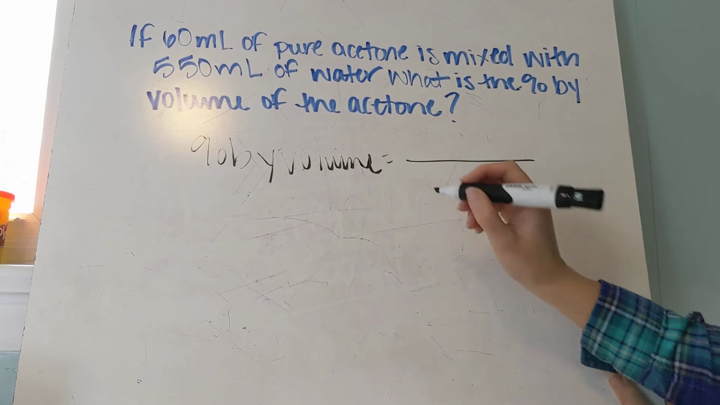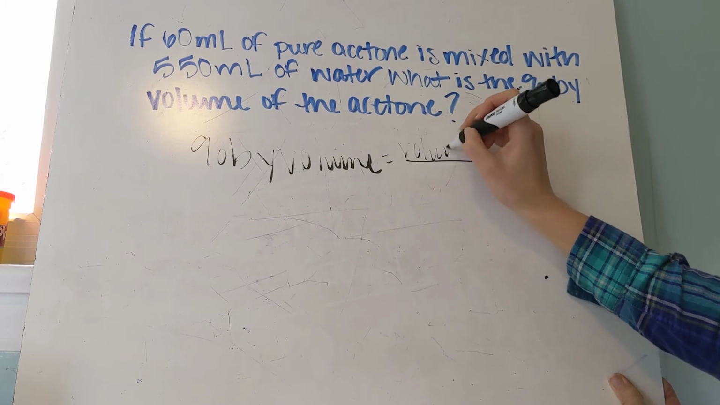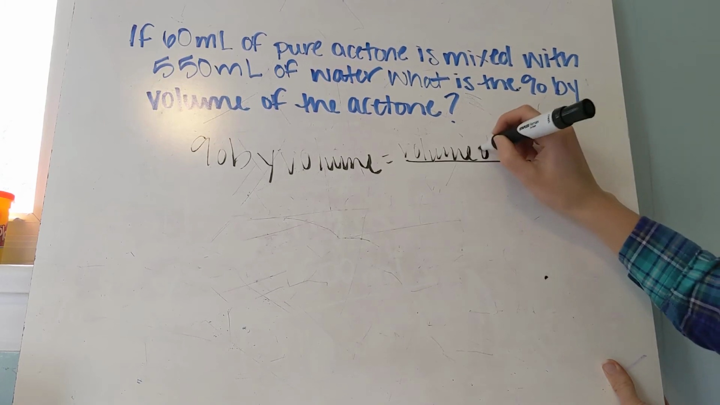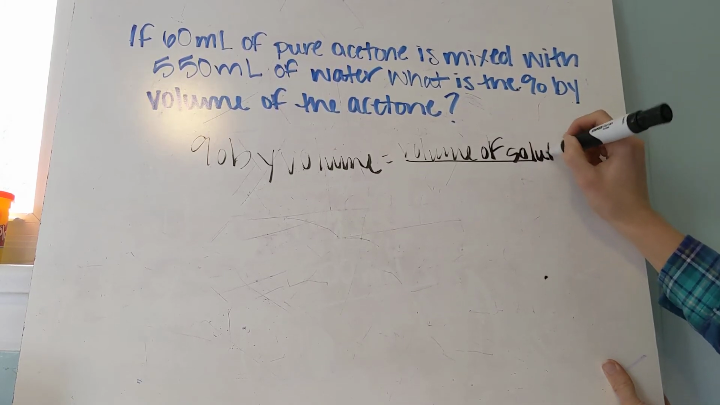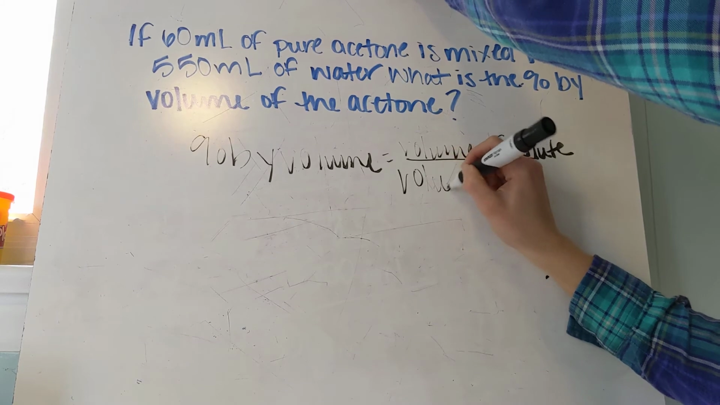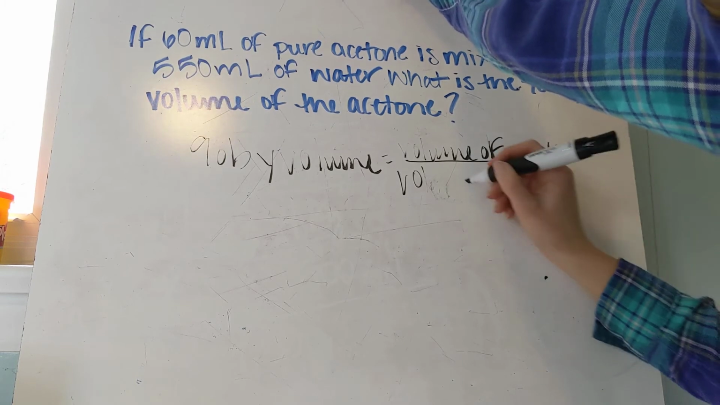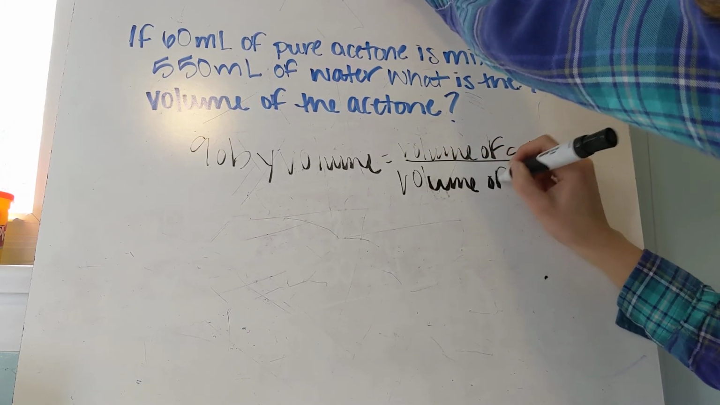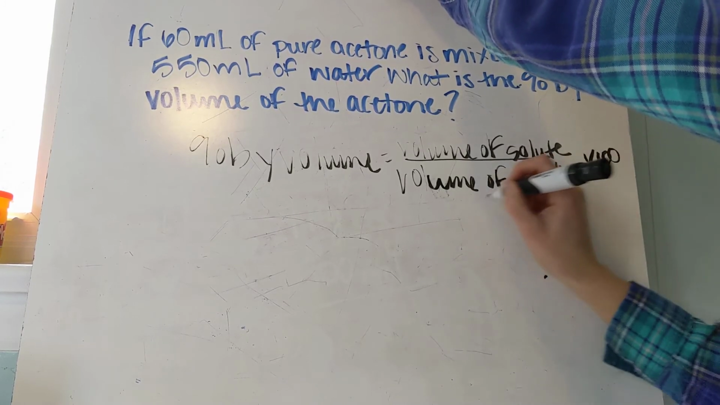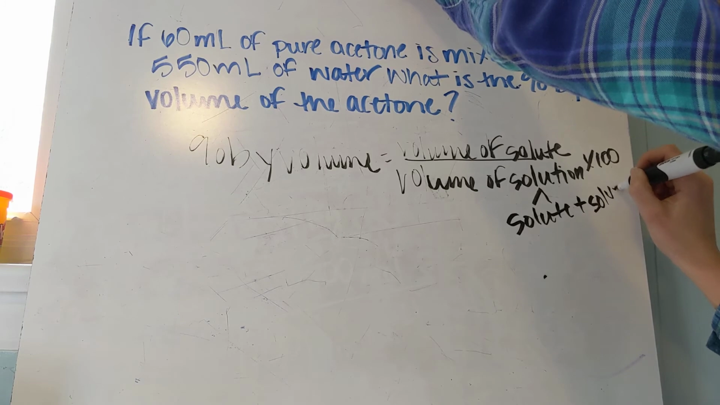So our percent by volume, we're going to have our volume of the solute plus the volume of the solution multiplied by 100, being aware, once again, that this could be my solute plus my solvent.